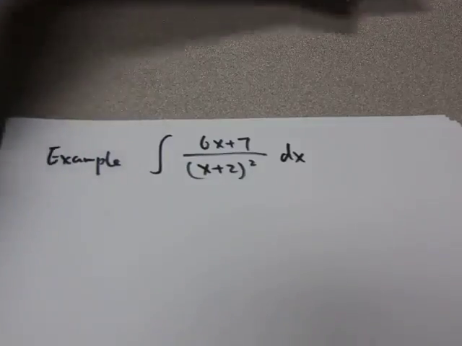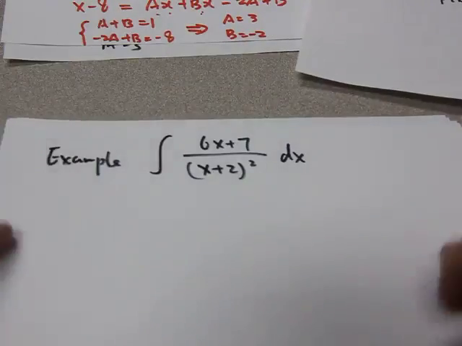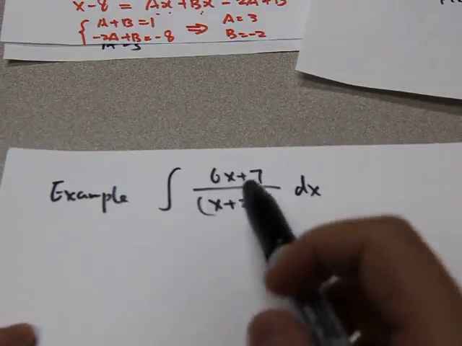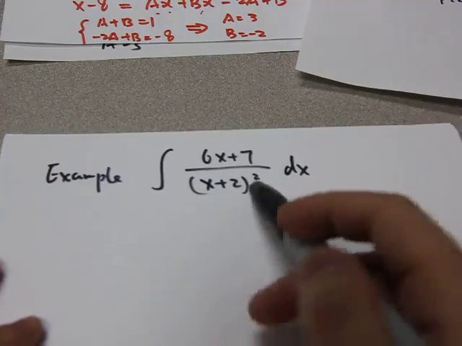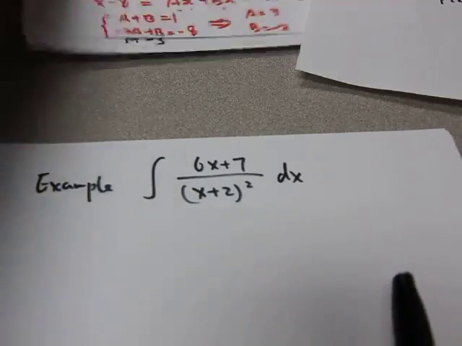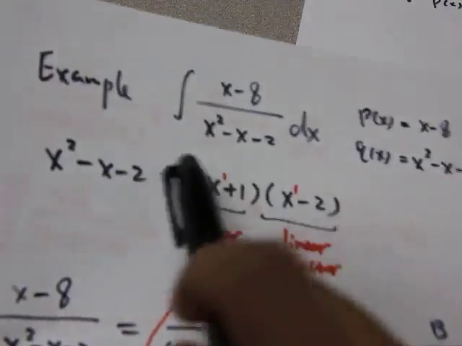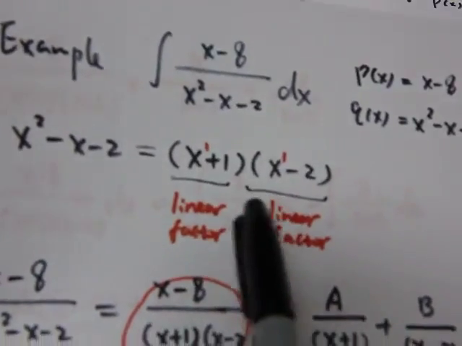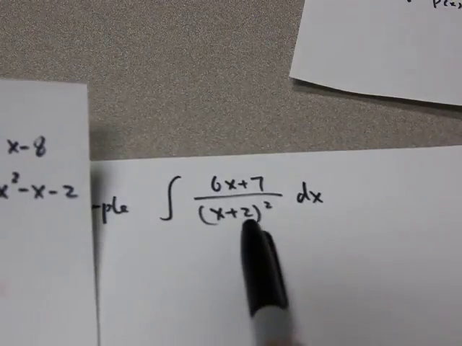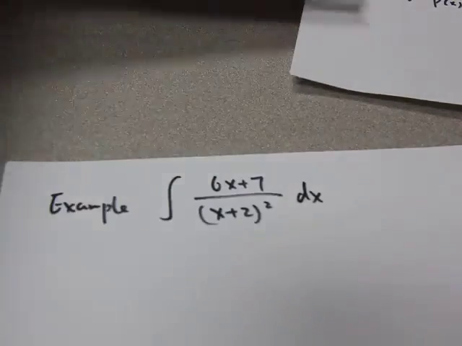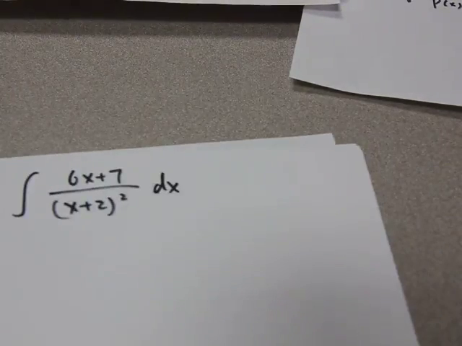Okay, let's take a look at another example. So this time we want to find the integral of (6x + 7) over (x + 2) squared. Now the difference between this example and the one we have over here is that this linear factor is a repeated linear factor.